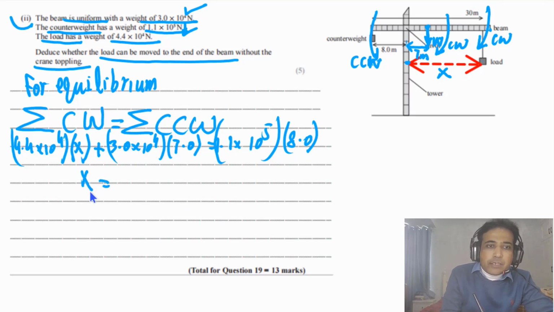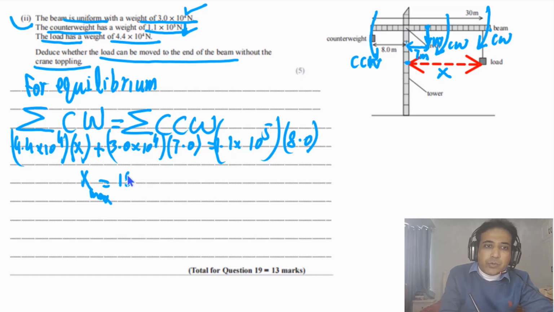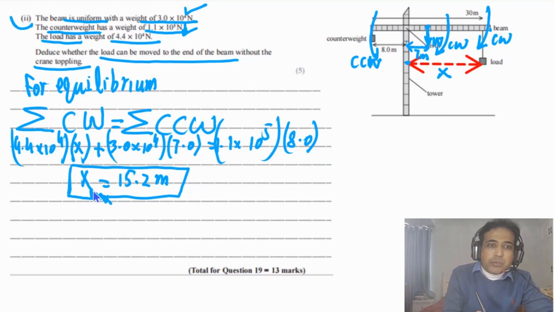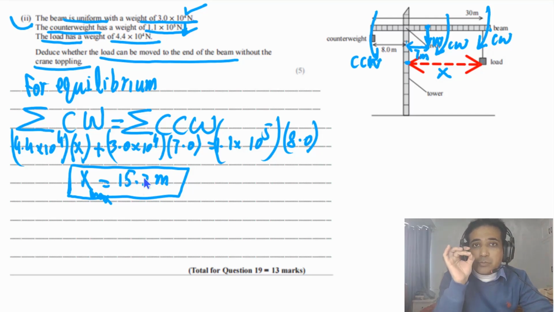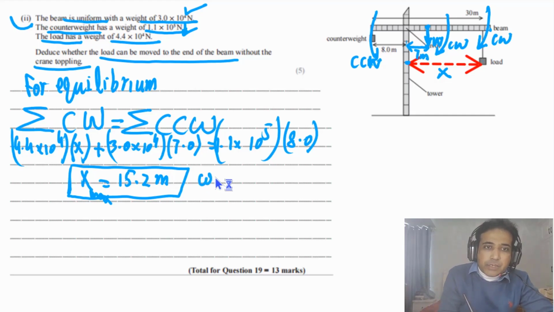If we figure out the value of x, this will be the maximum distance from the center of the tower. So x max in this case will be equal to 15.2 meters. So the maximum possible distance of the load from the center of the tower has to be 15.2 meters for this system to stay in equilibrium. If we increase the distance, this will just topple. So we can simply say this is the maximum distance without toppling.